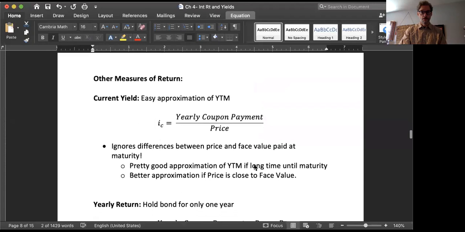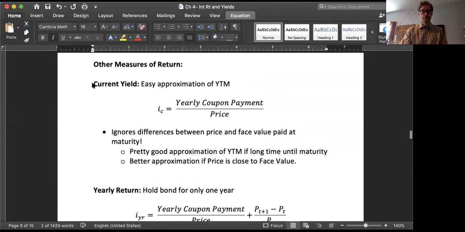Oftentimes people will buy a bond knowing they're not going to hold it till maturity. They're going to hold it for a period of time and then turn around and sell it. So in that case, you might be interested in looking at other measures of return. And so let's talk about a couple of other measures of return here. Okay. One other measure of return is called the current yield.